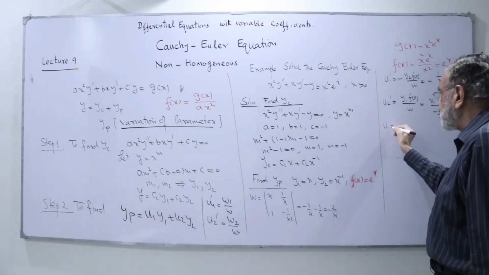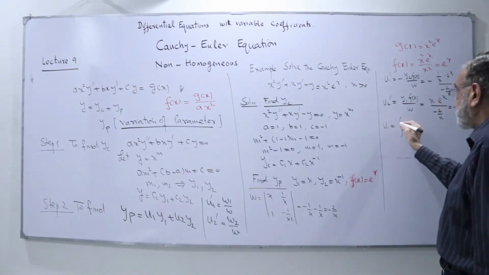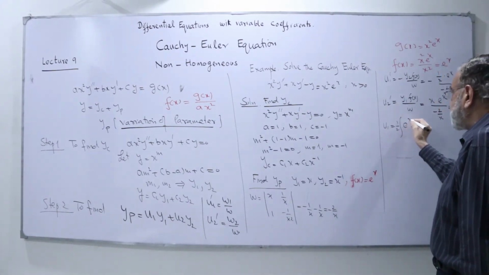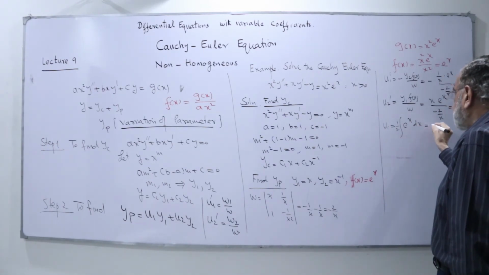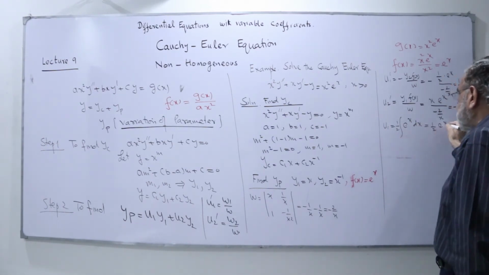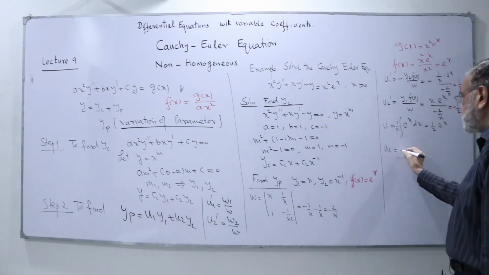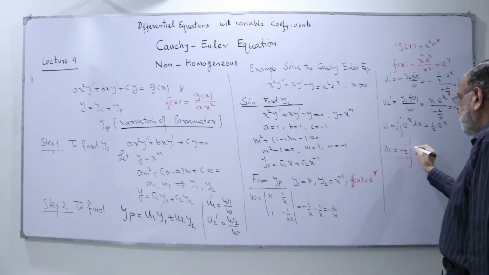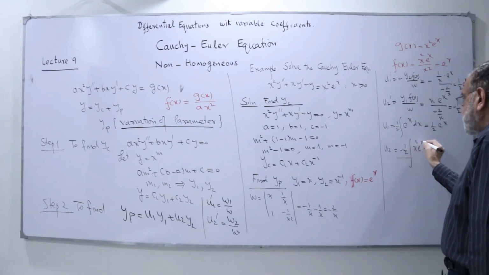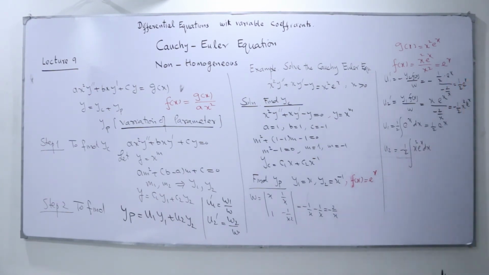u1 is equal to the integral. We get here 1 by 2, out, e to the power x dx, which is equal to 1 by 2 e to the power x. And u2 is equal to the integral of minus 1 by 2 x squared e to the power x dx. Here I give you a very nice method to find the solution.